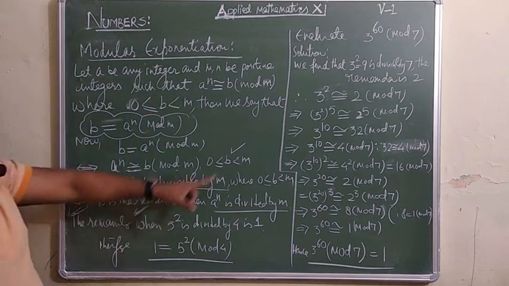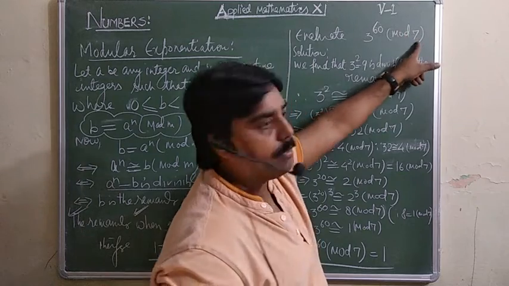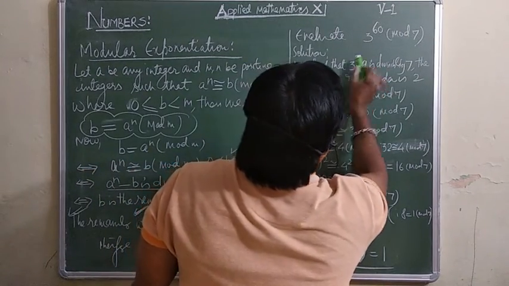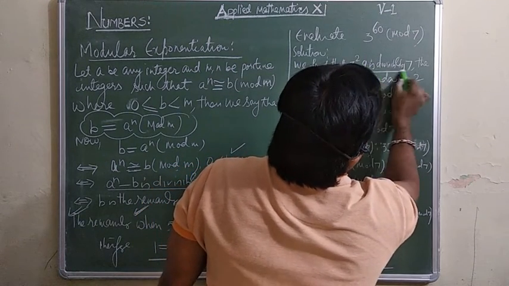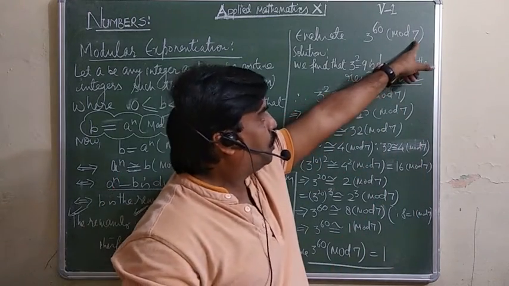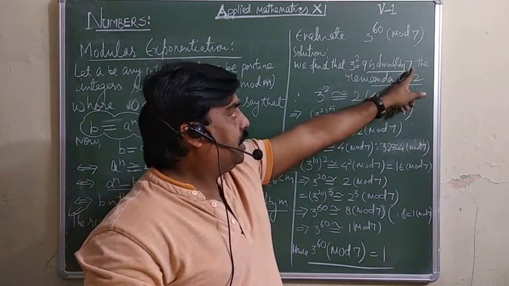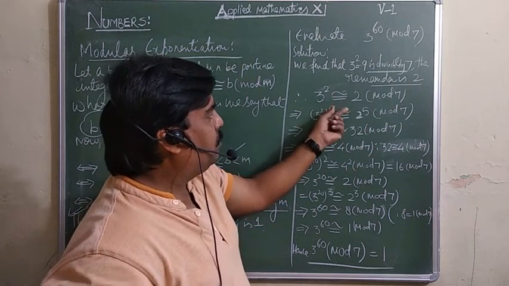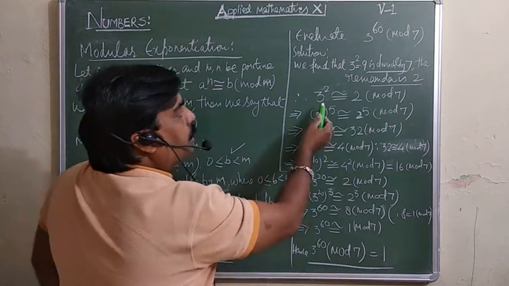Keeping this in mind, see, one question we are taking. We want to evaluate 3 raised to power 60 modulo 7. Here the value given is 3. As we already know, 3 raised to power 2 is equal to 9, which divided by 7 leaves remainder 2. So if we take the multiple of 3, 3 squared is 9, divided by 7, the remainder is 2. So 3 raised to power 2 is congruent to 2 modulo 7.